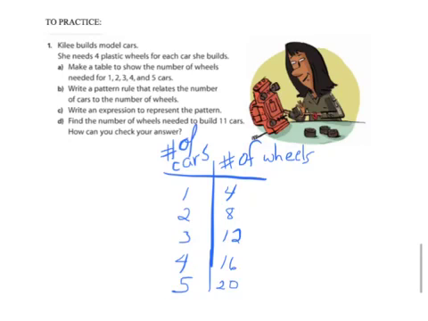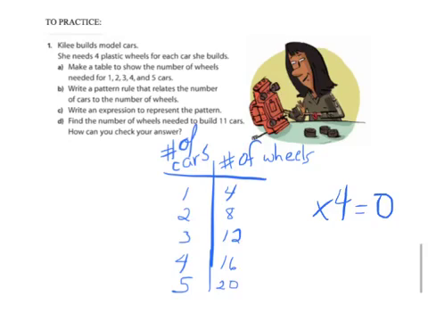All right, so I've created a table. Number of cars is on one side, number of wheels is on the other side. For 1 car, we would need 4 wheels. For 2 cars, we would need 8 wheels. For 3 cars, we would need 12 wheels. For 4 cars, we would need 16 wheels. And for 5 cars, we would need 20 wheels. As you can see, the output is going up by 4 each time. Let's try 1 times 4, 2 times 4, 3 times 4. And in fact, that works every time. So that would be our rule. Number of cars times 4 equals the output.